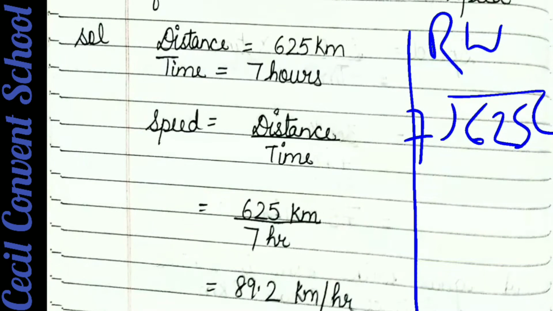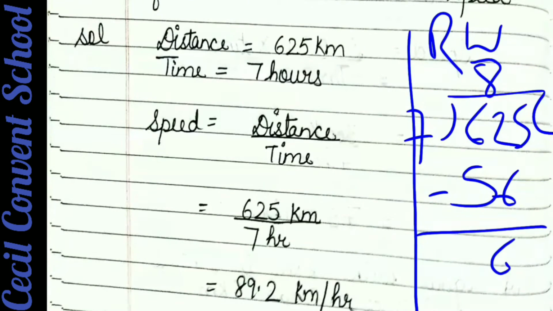Then distance is 625 by 7. So 625 by 7 we have to divide. How do we divide? We see in the 7 table which number comes closer to 62, that is 56. So here we write 8 and down we write 56. Then we subtract. From 2 we are not able to subtract 6, so we take 1 from 6, it becomes 12. 12 minus 6 is 6.